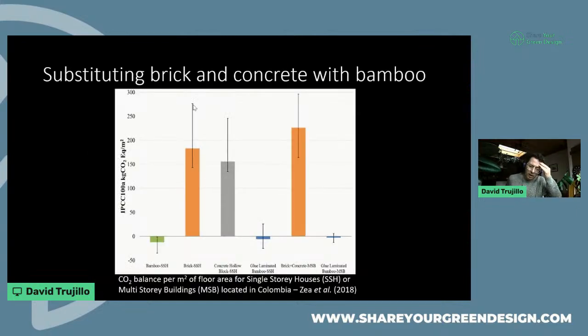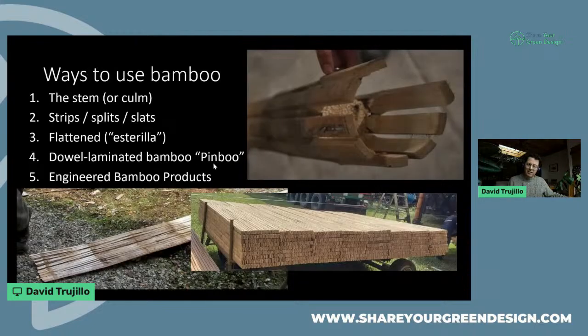We did a study where we considered the case of Colombia, and we compared it with common forms of construction using brick and concrete. And so here we have, considering carbon sequestration, the carbon footprint per square meter of construction could actually be considered negative in some instances for bamboo versus the other technologies. So the reality is that bamboo has many interesting environmental properties.